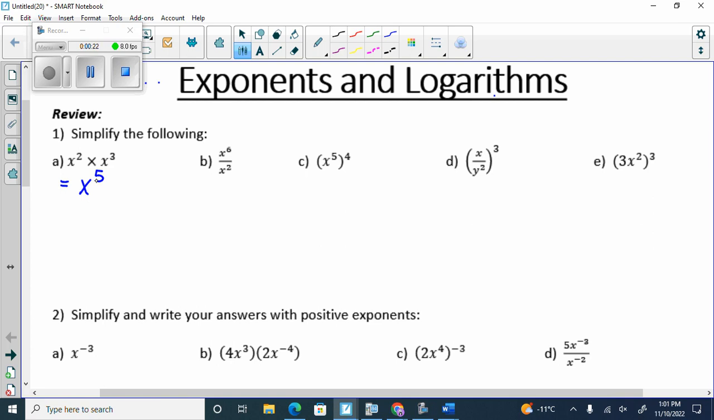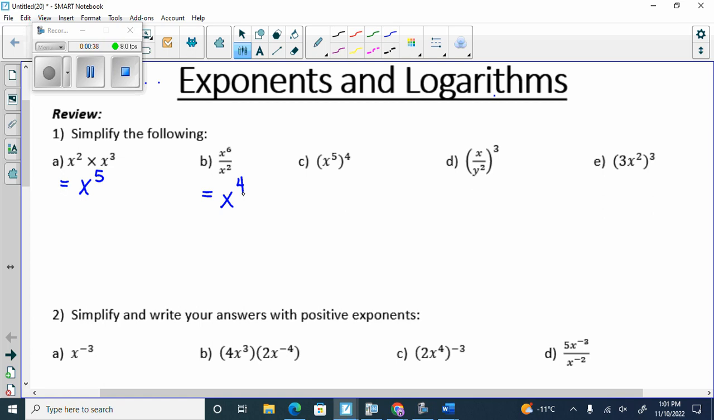when you multiply. B, when you divide, you have two bases, two exponents. What do you think we're going to do with these two? Subtract. So we're going to get x to the 4. Now, if you're like, I think I multiply these, I don't know.